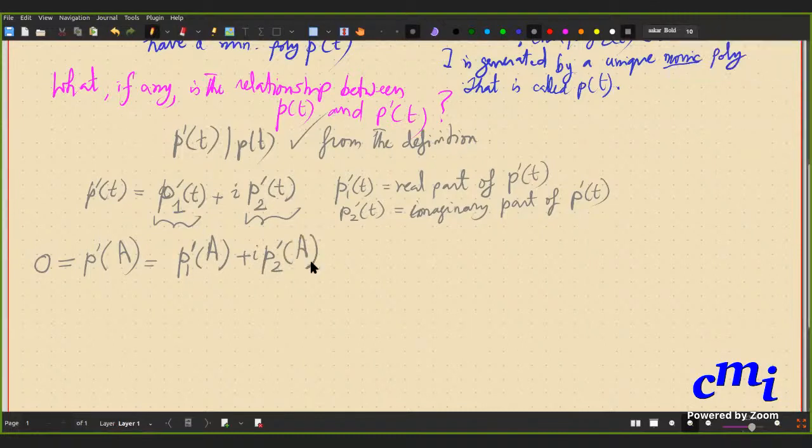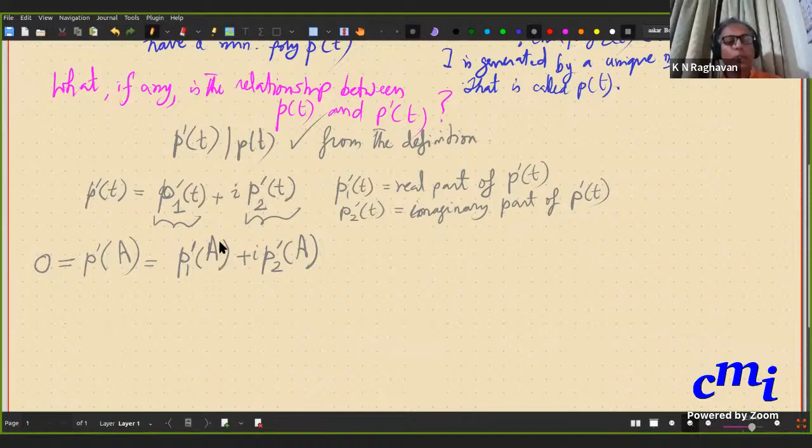So now if we equate real and imaginary parts, both P1 prime A and P2 prime A will be equal to 0. Because A has only real numbers in it, when I compute this, this will be 0 and this will be 0. Imagine this is a real polynomial, so this gives me something real, and times I, right? This whole thing is 0, which means the real part is separately 0 and the imaginary part is separately 0.